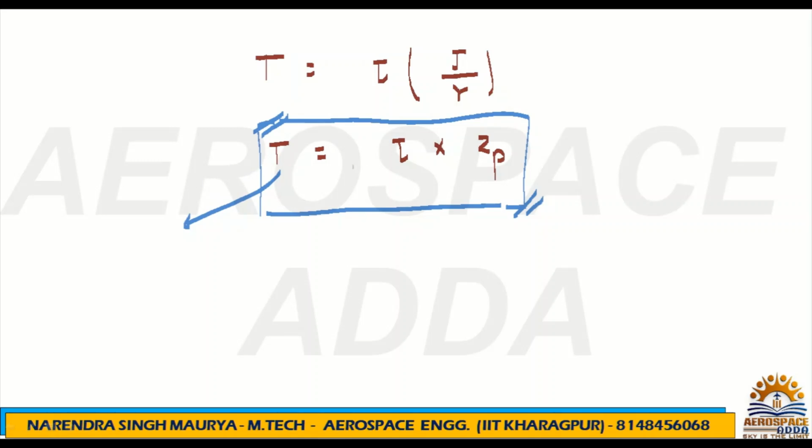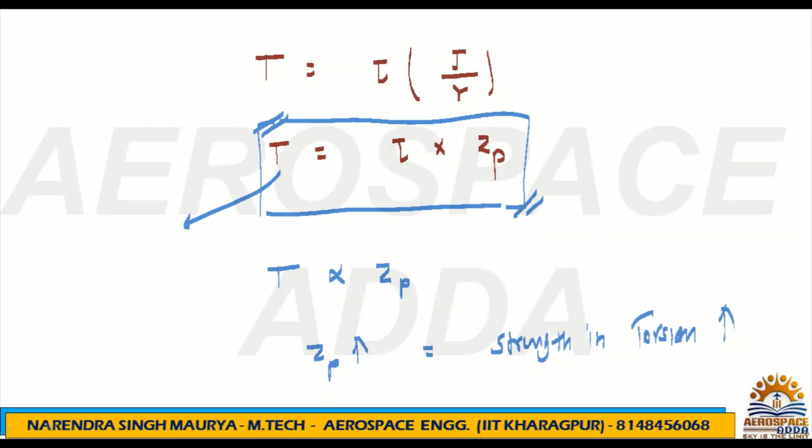So this T, if you see, T is directly proportional to ZP, once tau, which is nothing but shear stress, is constant. So you can say T is directly proportional to ZP. Meaning is very clear. If ZP is increasing, that means strength in torsion will also increase. That's the meaning of it, right? This is very important.